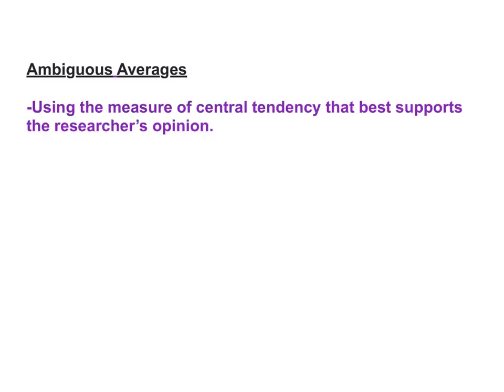Ambiguous averages. Talk about what that is. When it comes to statistics, we talk about something called measures of central tendency. And later on this year, we will look at that a little more closely. But if the researcher uses the measure of central tendency that helps support the position they want you to have, then that's not completely fair. It's not giving you all the data. Now, does anybody remember what measures of central tendency are? Do you know what I'm talking about here?